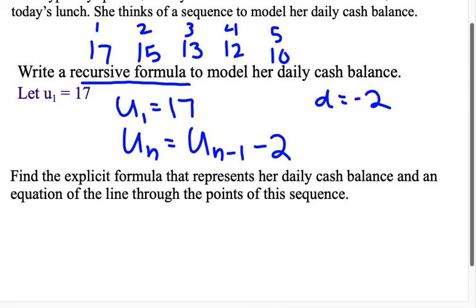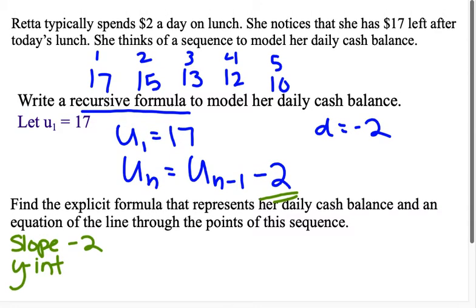All right, well, let's think about that. An explicit formula, well, the slope we've got, it's right here. It goes down 2 each day. So that slope is -2. Now, what about the y-intercept? The y-intercept, remember, is the 0th term. And I get that that doesn't really make sense in the real world to have a 0th day of lunch, but you need it for graphing, and you just follow the pattern from right to left. We're going up 2 each day. So that y-intercept is 19. That 0th term is 19.